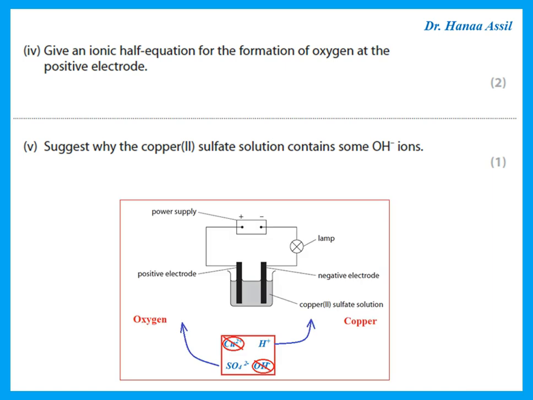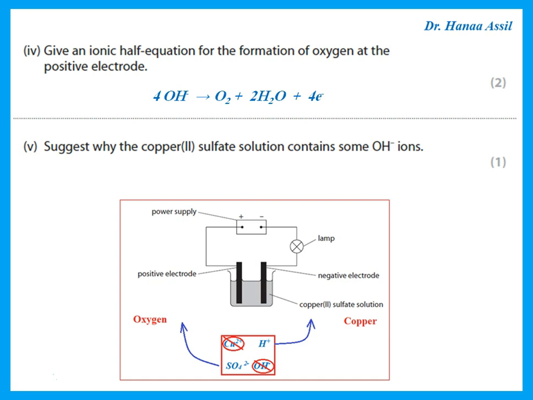Remember we said the hydroxide ions are the ones that will react at the positive. The negative ions go to the positive to lose electrons. When the hydroxide ions lose electrons, they form oxygen plus water, and you need to balance. This is the balancing of the equation, and this is what we call an ionic half equation.